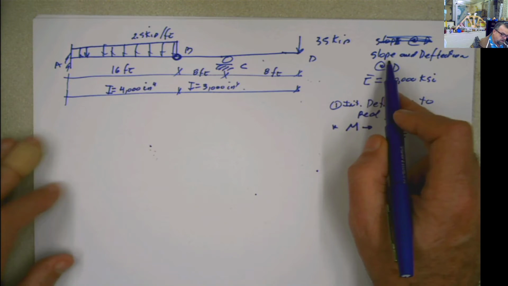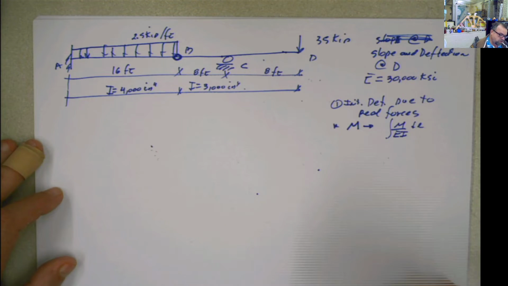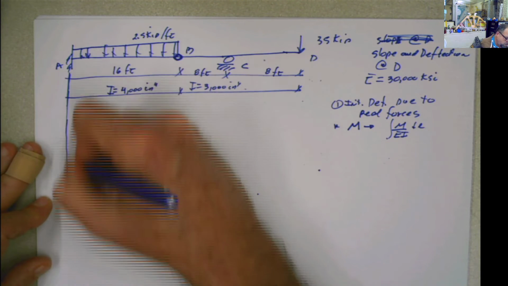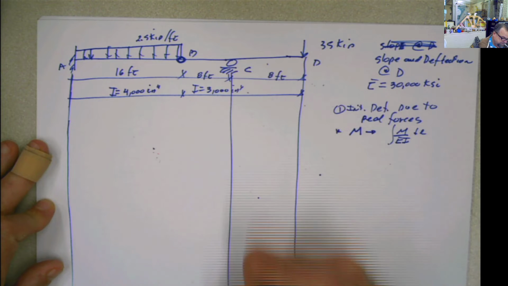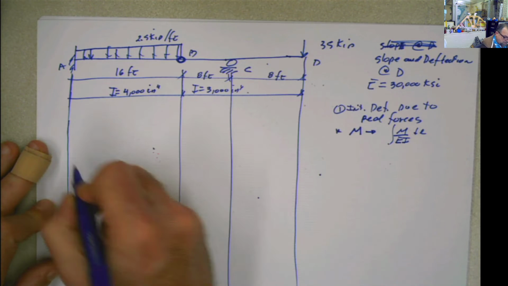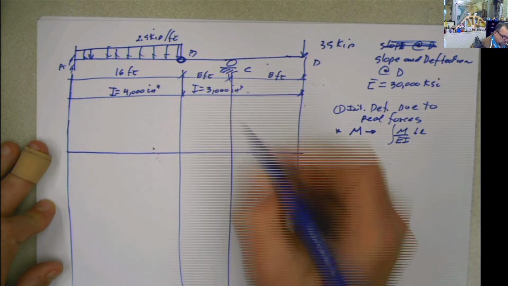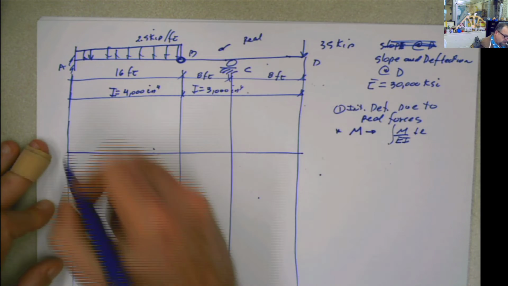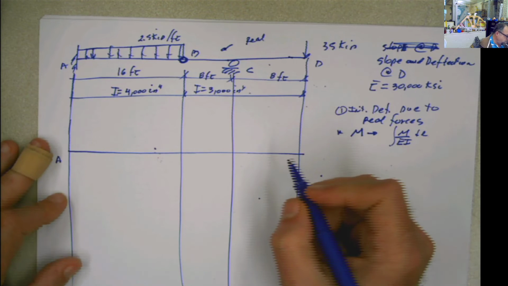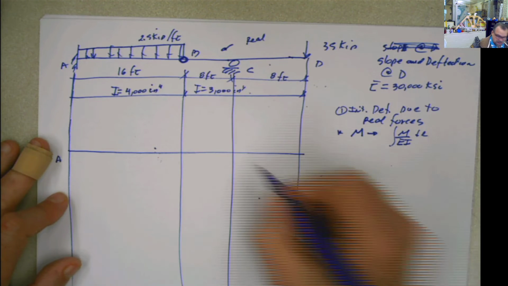And then for finding the slope, we have to apply a virtual rotation or a virtual moment. So we are going to do something like this. I'm going to create my virtual structure. Remember, that first structure is called the real structure. And now we're going to create a virtual structure. My virtual structure is going to be just like that.